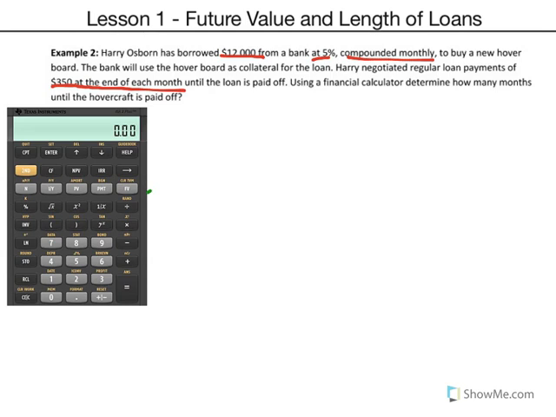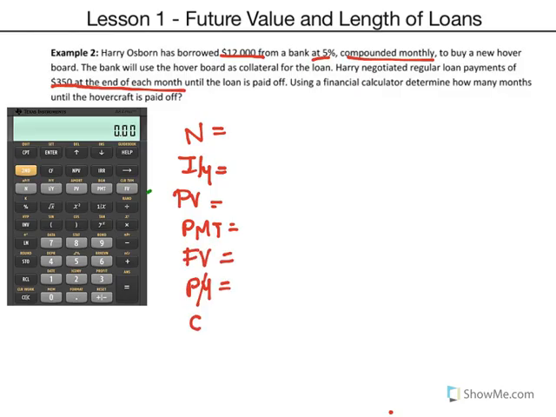So we are going to figure out all of our values. So we have N, I/Y, PV, PMT, FV, P/Y, and C/Y.